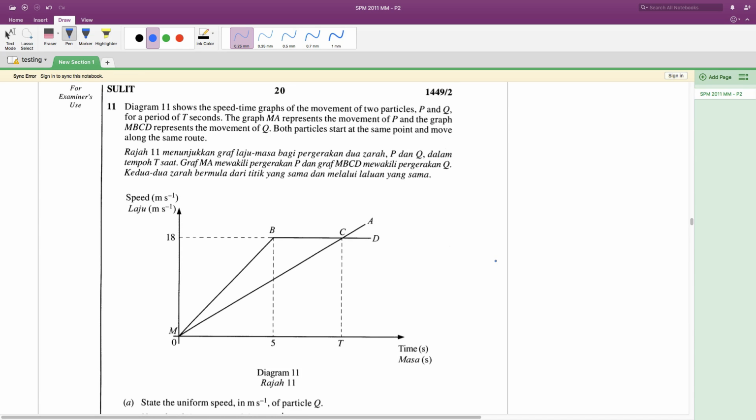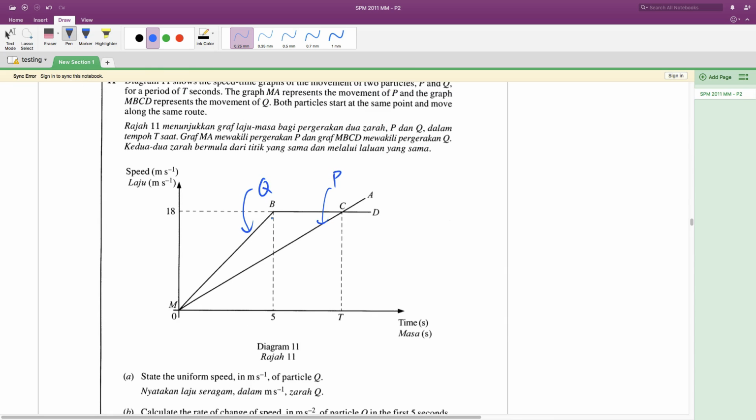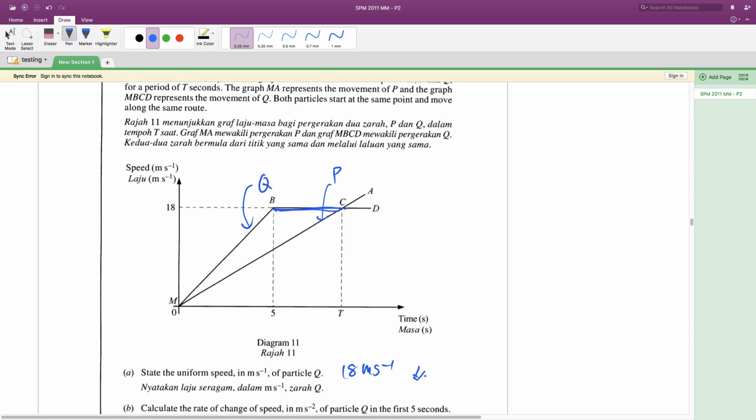Okay, so diagram 11 shows the speed-time graph of the movement of 2 particles P and Q over a period of time. So this one is P and the other one is Q. Both particles start at the same time and move along the same road. State the uniform speed of Q. Uniform speed means it must be constant, right? So uniform speed happens from B to C here. So you find out the uniform speed is 18 meters per second. Very easy, 1 mark only.